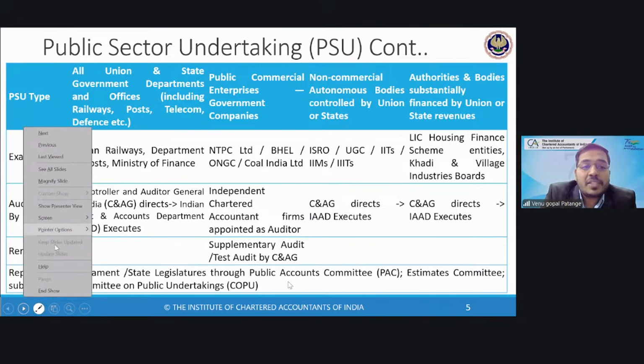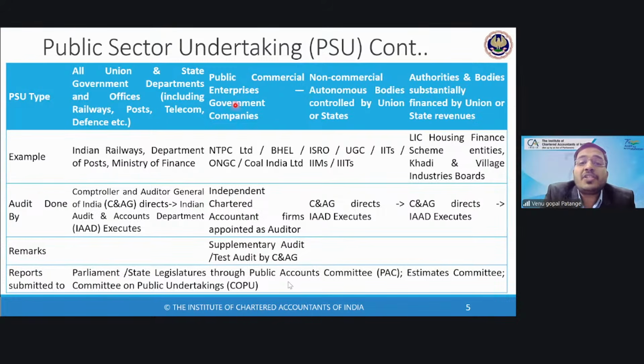So a few examples, right? What we have discussed is public commercial enterprises, where it is in the form of corporates, companies, but there are others than corporates, which are departments and offices like Ministry of Finance, Police Department, hospitals, etc. And there are educational institutions as well: government schools, colleges, ISRO, UGC, IIMs, IITs, IIITs, etc. And there are certain bodies also, LIC Housing Finance, etc. So all these form part of public sector undertakings. So who will do the audit of this?